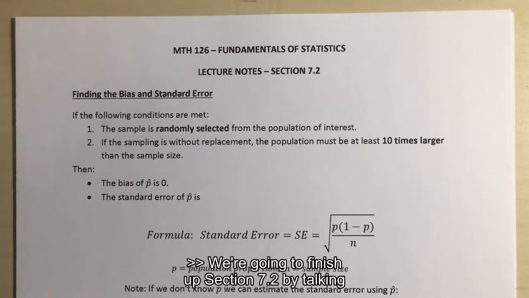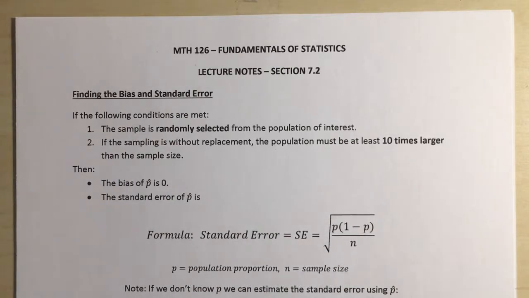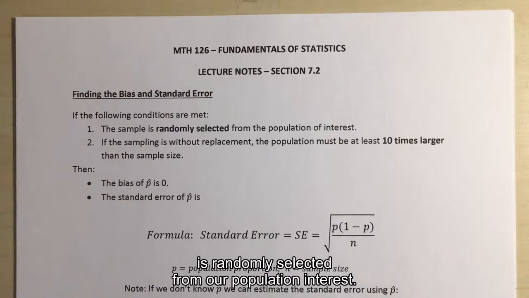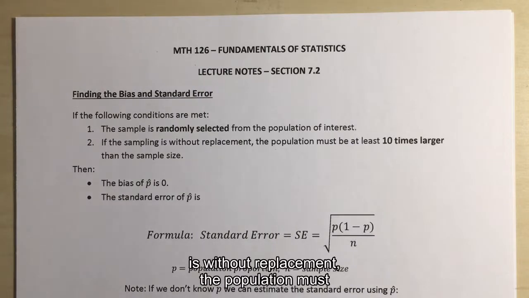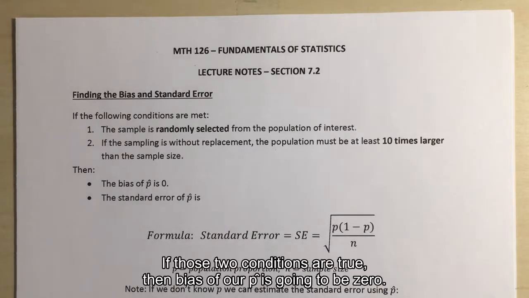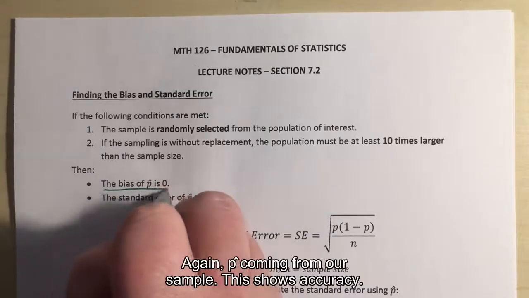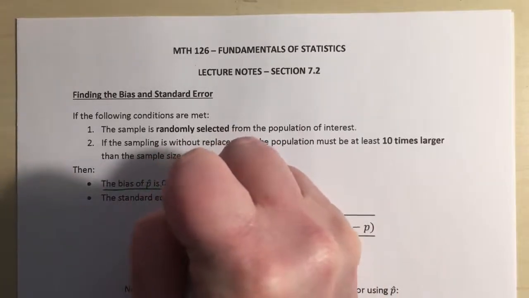Alright, so we're going to finish up section 7.2 by talking a little bit more about bias and standard error. If the following conditions are met, our first condition is that our sample is randomly selected from our population of interest. And our second condition, if the sampling is without replacement, is that the population must be at least 10 times larger than the sample size. If those two conditions are true, then the bias of our p hat is going to be 0. Again, p hat coming from our sample. This shows accuracy.